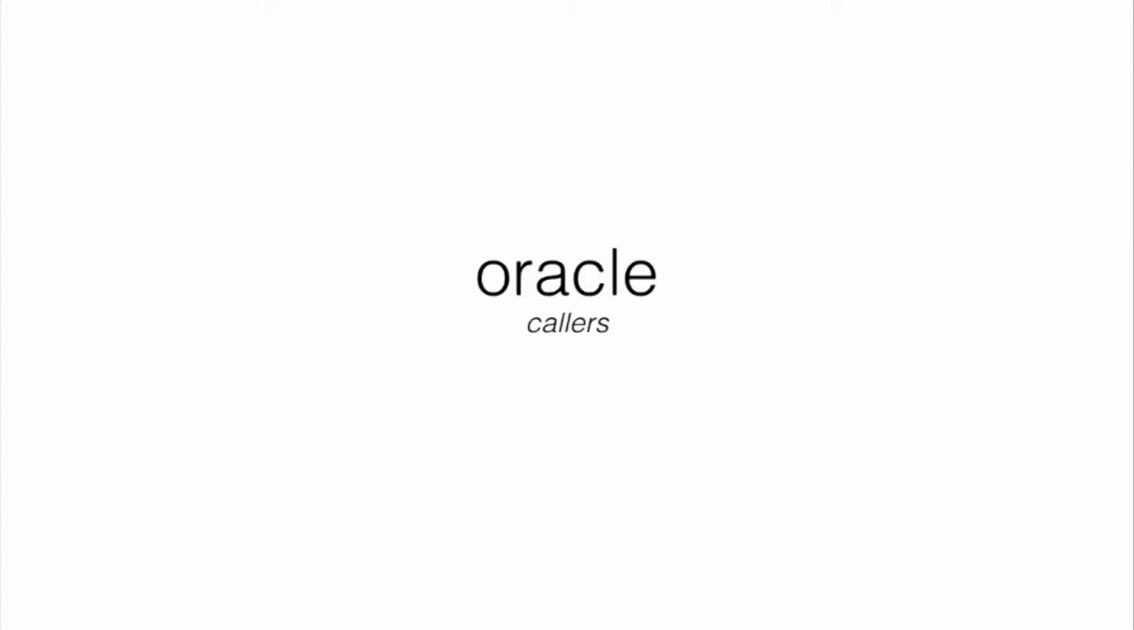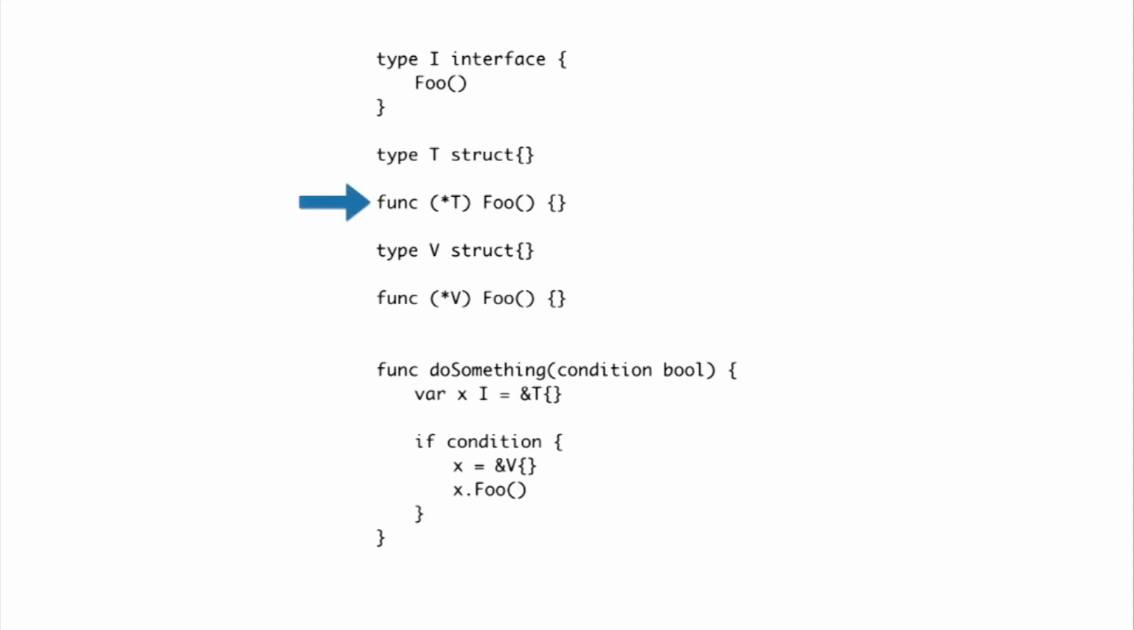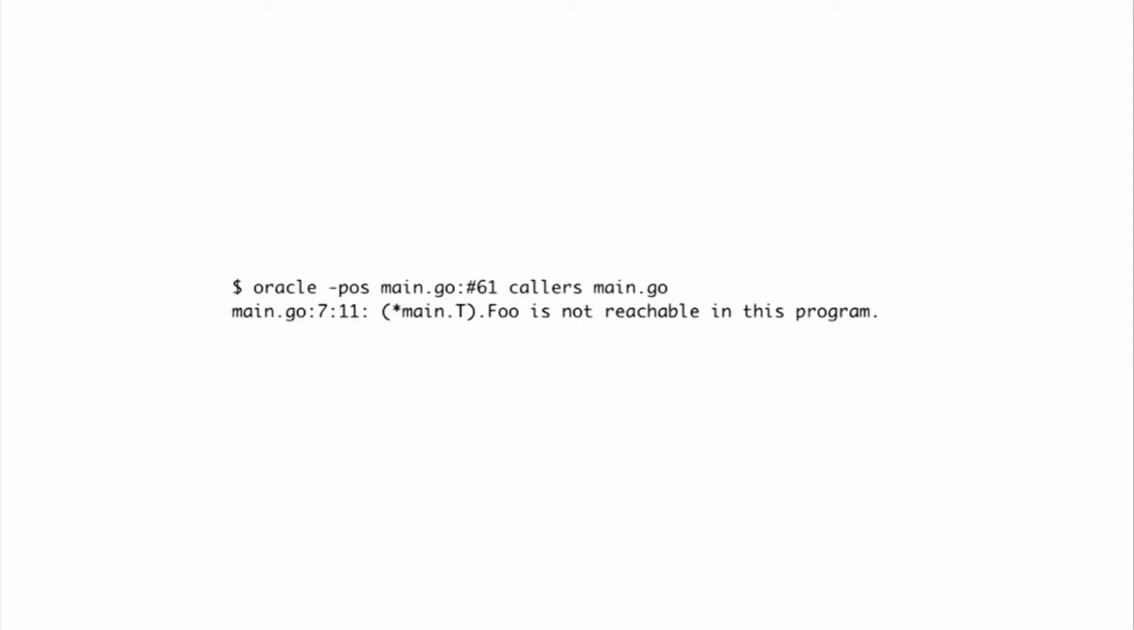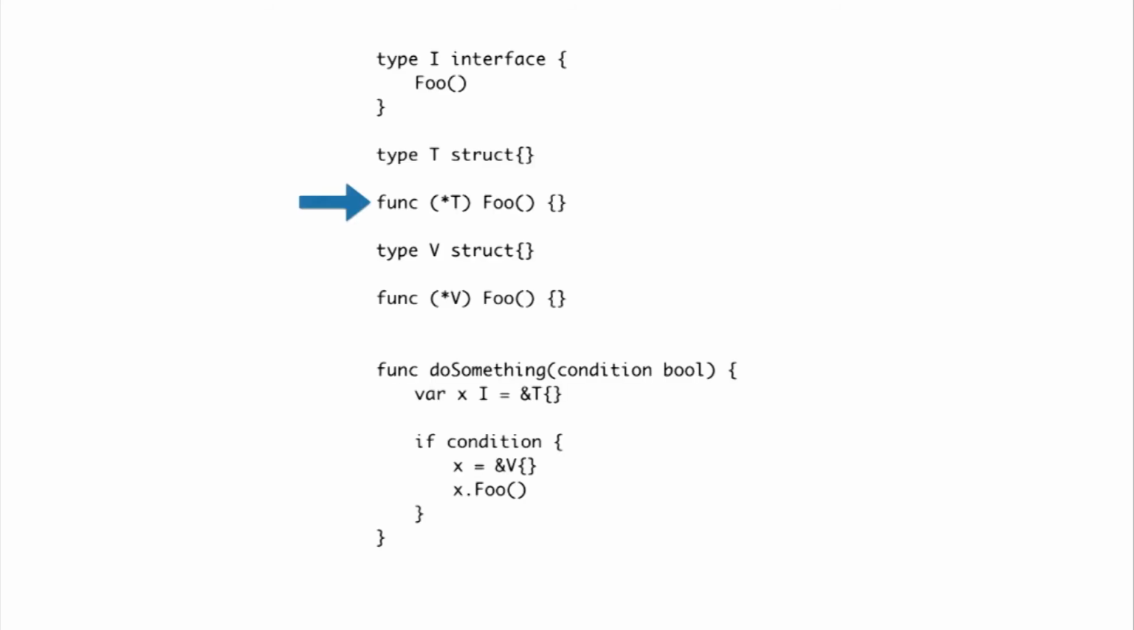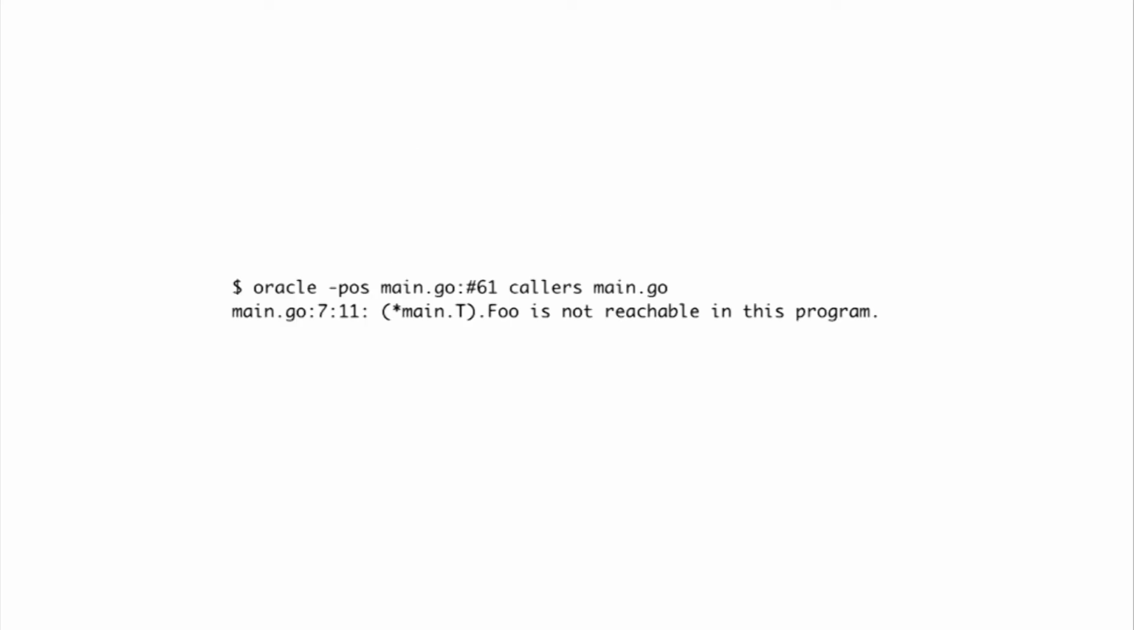There's also Oracle callers, where we can take a function, say T right here. So our T, we're setting x to it down at the bottom, but then we're immediately overriding that with V. So the naive implementation of trying to figure out if T is called would simply be that we see it gets instantiated and later called, so it's probably called in our program. But if we use Oracle, it'll actually trace and figure out that the value at that point in time at the bottom with x.foo could never be T because it gets overwritten. So we call callers on that, and it says that T.foo is not reachable.